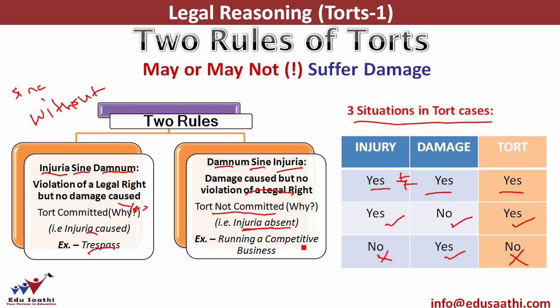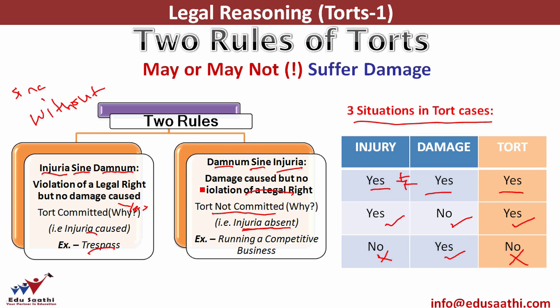For example, running a competitive business. If you are running a business in a society and somebody starts that same business on the opposite side of the road in front of you, and that is a competitive business, it would not amount to tort, because everybody has their right to trade, right to commerce, and you cannot say that this person is infringing my right and he's causing me damage by starting a competitive business. It would not amount to tort. So this is damnum sine injuria. There is a damage but there is no injury, that is no violation of legal right.